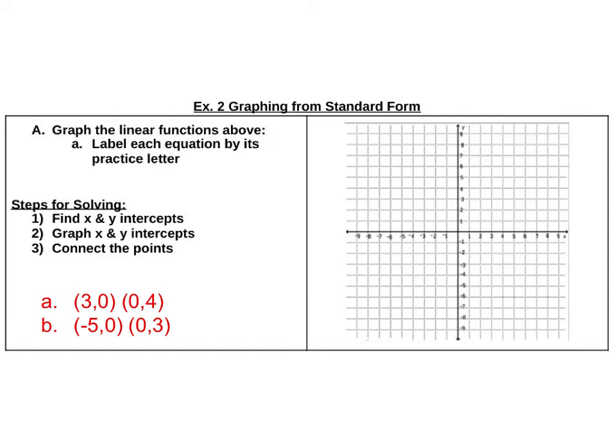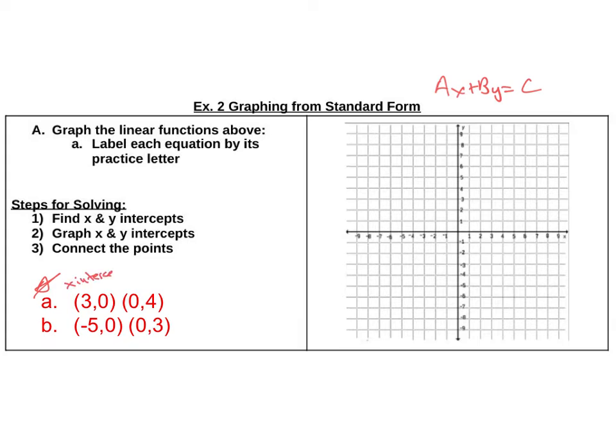Example 2, we're going to talk about graphing from standard form. Because the standard form, Ax plus By equals C, doesn't really tell us much as far as graphing, what we are going to need to do is find those x and y intercepts. And once we find those x and y intercepts, we can graph them, and then it's really just connect those points. So this is the one time we'll have 2 points to work with. So above we solved A, and we found out that the x and y intercepts were (3, 0) and (0, 4). Now remember, the one that has the x in it is your x-intercept.